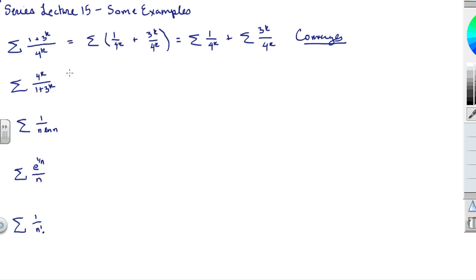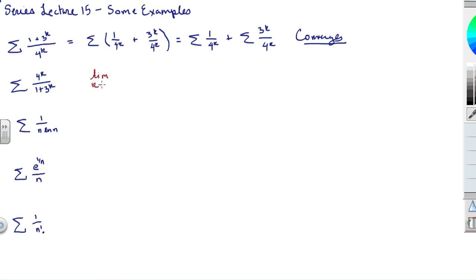Now, this one can't be broken up, but it does look like we should be able to compare it to something. It looks like we can compare it to 4/3 to the k, and in fact we can use the straightforward comparison test here. Well, no, we can't, because 4/3 to the k is going to diverge, and this is less than 4/3 to the k, so we're going to use the limit comparison test here.